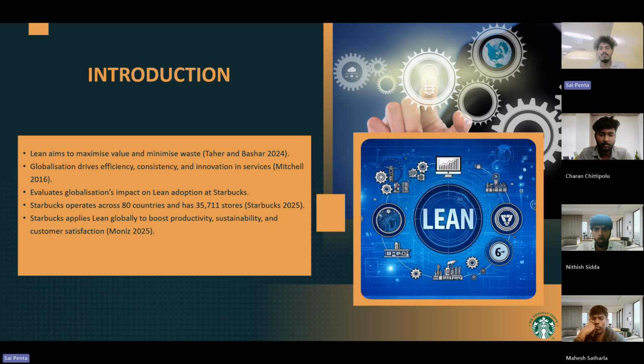Firstly, I want to share that the purpose of lean is to maximize value while minimizing waste through efficiency and ongoing improvement, due to increased rivalry, rising consumer expectations, and the need for operational consistency. Globalization has driven the adoption of lean practices in several service industries. The influence of globalization on the implementation of lean production in the multinational service company Starbucks is critically assessed in the assignment. Starbucks uses lean management to increase productivity, reduce waste, and improve customer satisfaction through standardized procedures and ongoing development.